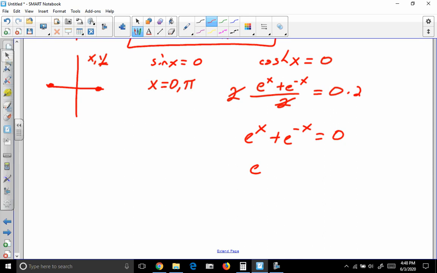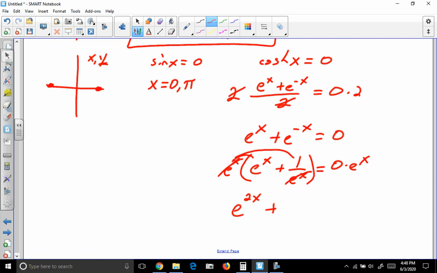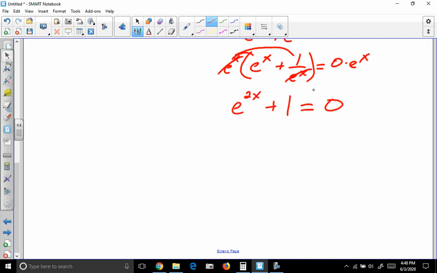We have a negative exponent, so we can take that to the denominator and call that 1 over e to the x. To make the fraction go away, multiply both sides by e to the x. So e to the x times e to the x, multiply like bases, we add the exponents, so we get e to the 2x. When we multiply it times that one, e to the x and e to the x cancel. On the right side, of course, we just get 0. Subtract 1 from both sides. So we get e to the 2x equals negative 1.